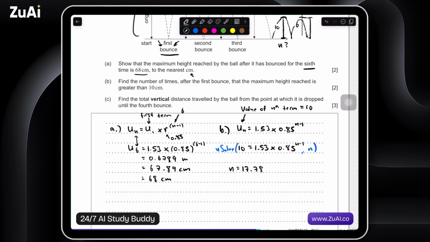At 17 bounces, we're still greater than 10. At 18 bounces, we would be less than 10 centimeters because each bounce we're decreasing. We don't really have 17.78 bounces. We only have whole number bounces. So in this case, the number of times after the first bounce that the maximum height reached is greater than 10, n would be equal to 17. After the 17th, once we reach the 18th, we'd be smaller.